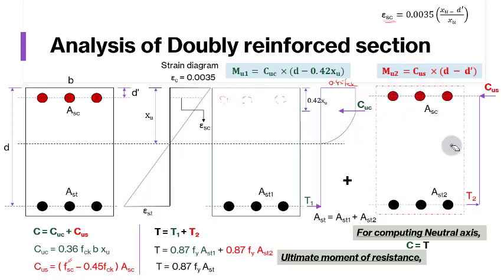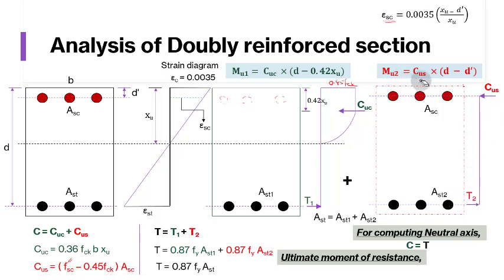And if I want to know the moment of resistance of this one, here you can see you have compression force, and here you have tension force. How much is the lever arm? It is D minus D dash. If you see the geometry, from here to here it is D dash. From the extreme top fiber to the centroid of tension steel, this distance is D. So the lever arm is D minus D dash.